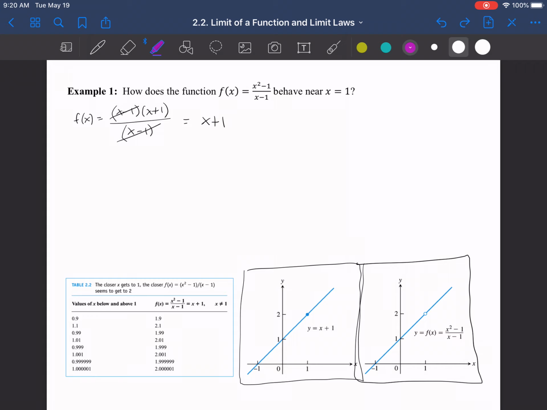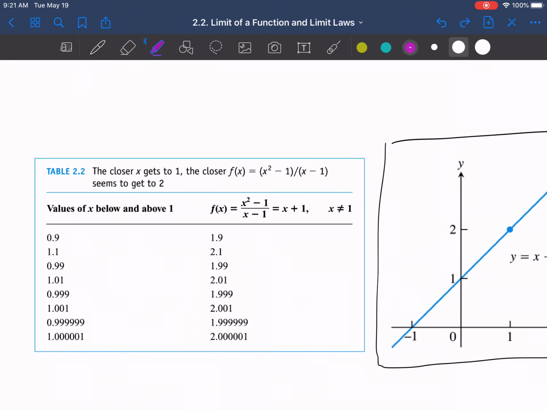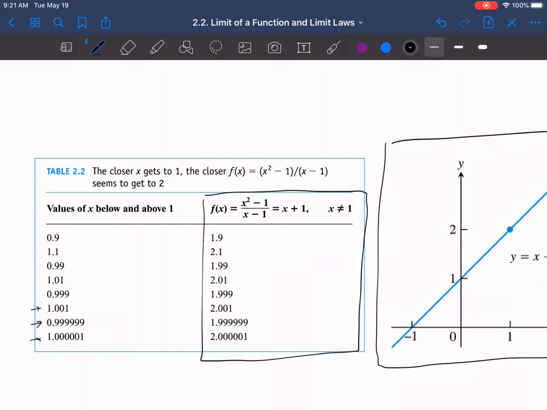And so you can look right down here in this little table at what happens as we get numbers that are close to 1. We start with 0.9 and 1.1, and 0.99 and 1.01, and 0.999 and 1.001. So we're getting closer and closer to 1, right? And notice what happens to the results over here. As we go down and get closer and closer to 1, we start with 1.9 and 2.1, and then 1.99 and 2.01, 1.999 and 2.001, and so on.